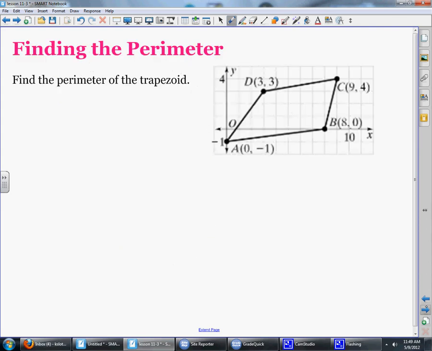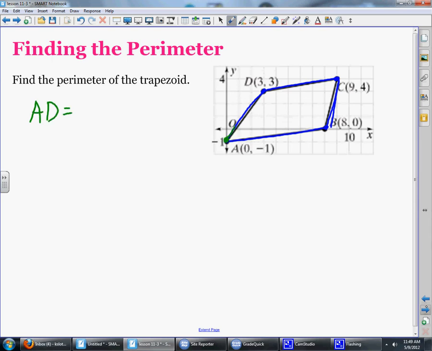All right, this one's a little harder. We want to find the perimeter around this quadrilateral. Now it's not a parallelogram, so opposite sides are not going to be the same length. So we need to find the distance from A to D, D to C, C to B, and B to A. So let's go ahead and use our distance formula. So first we'll find the distance from A to D.